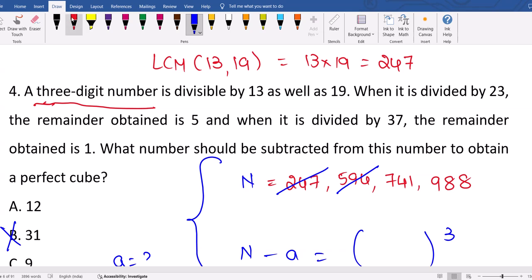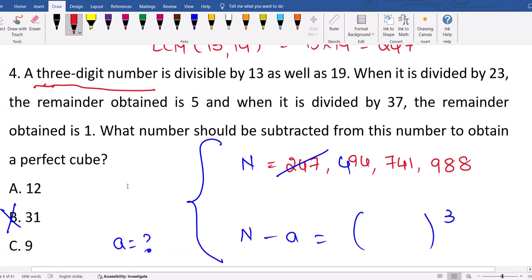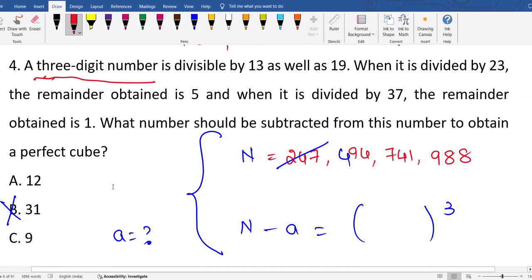4? Okay, I wrote it wrong. Then 494, sorry. Then we have 4. Okay, wait, we'll check. If it is 494, then we have to think. Friends, near 494 the perfect cubes are 343, but the options are 12, 31, 9. No. Okay, it seems like 741 to me with the options, also with common sense.